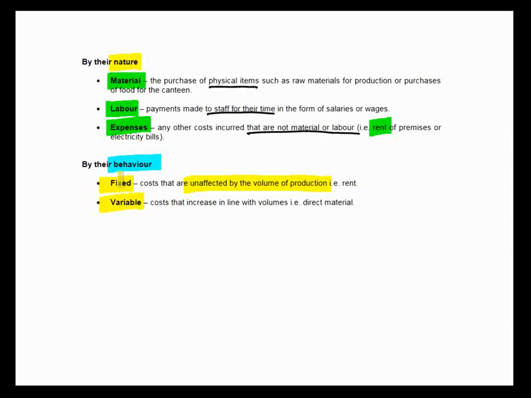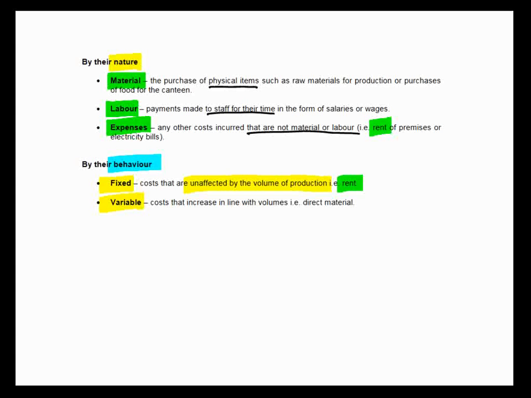They're fixed. So for instance, your rent. Your landlord doesn't care how many units you produce, they will still be charging you the same monthly rent. Even if you produce nothing, they don't care, they will still charge you the monthly rent. So rent is a fixed cost. It stays the same regardless of how many units you produce.